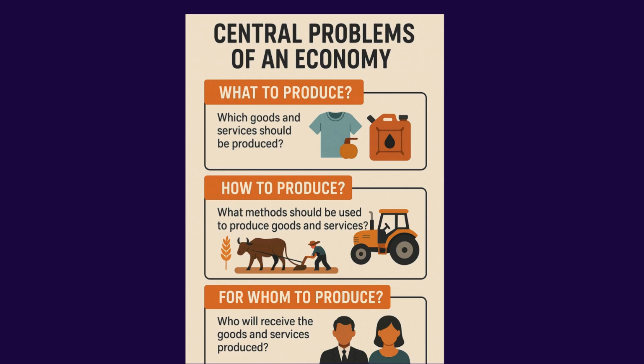Okay, look into the picture. Which goods and services should be produced? Either you want to produce cloth or a petroleum product. And how to produce? Either you go with humans or with machines. And for whom to produce? You are producing for men or women. Okay, these are the three central problems in economics.